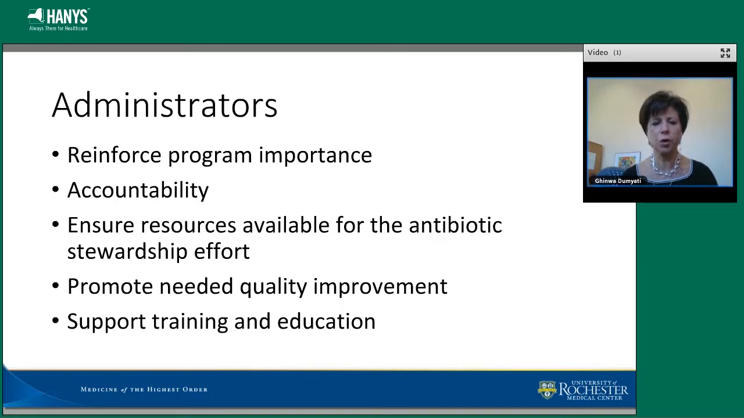Sometimes you need to send someone to get trained in antimicrobial stewardship or infection control. So all these measures can show that leadership really supports the program. Another way that they can support the program is to be present at either quality meetings that discuss antimicrobial stewardship results or antimicrobial stewardship meetings.